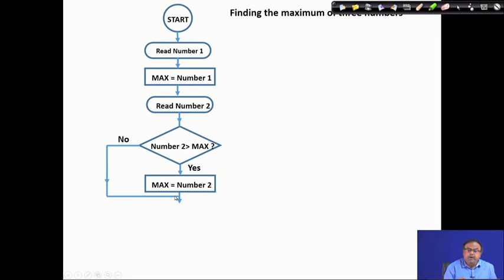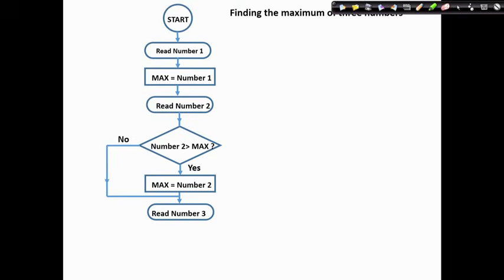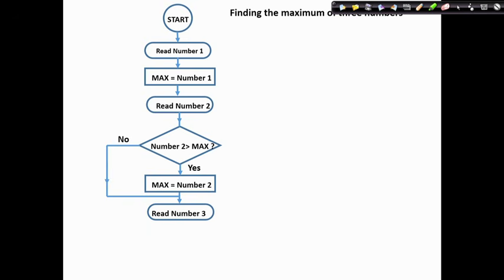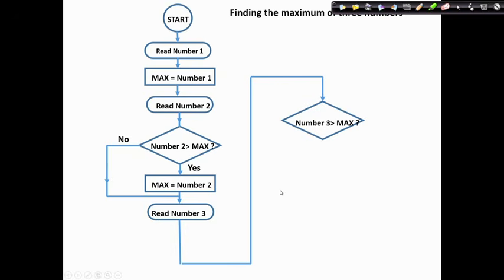That means, at this point who is the max? Obviously, at this point I had number 1, and number 1 is still the max. Okay. I hope it is clear. Next, I read the third number. Again I do the same thing after reading the third number. Is the third number greater than number 2, should I compare? No, I should compare with the max, because between number 1 and number 2, whatever is the maximum, I have already remembered that in max. So, I read number 3 and then again compare: is number 3 greater than max?